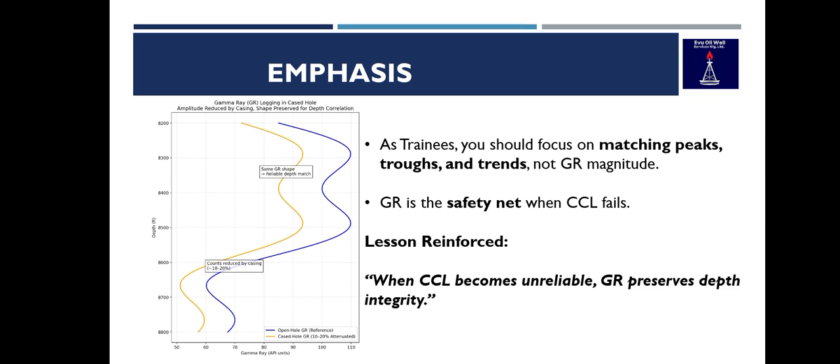The emphasis here, therefore, is that all trainees should focus on matching peaks, troughs, and trends, not gamma ray magnitude. Like we said before, gamma ray is the safety net when CCL fails. And the lesson to be reinforced here is this: when CCL becomes unreliable, gamma ray preserves depth integrity.